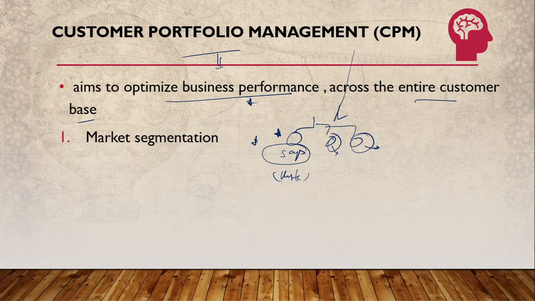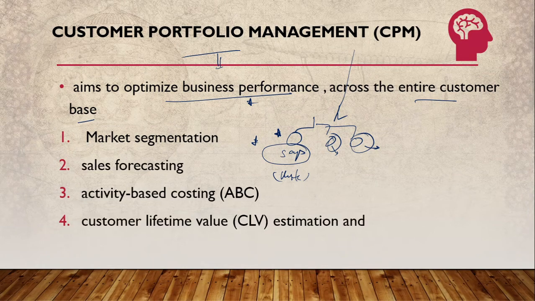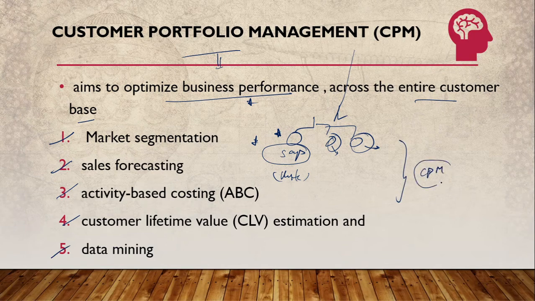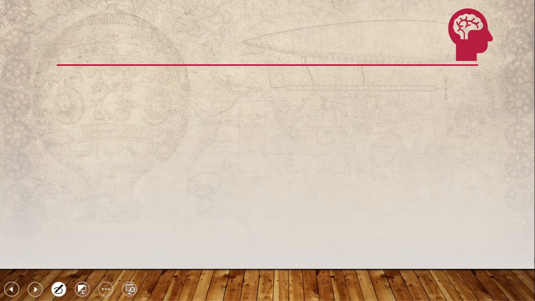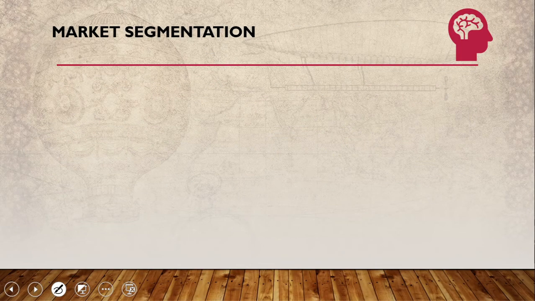Then how you do this: there are some ways. Here we're discussing 5 ways. The first is market segmentation, sales forecasting, activity-based costing, customer lifetime value estimation, and data mining. So these are some of the ways which will help you to define the customer portfolio management. So starting with the first one, market segmentation.